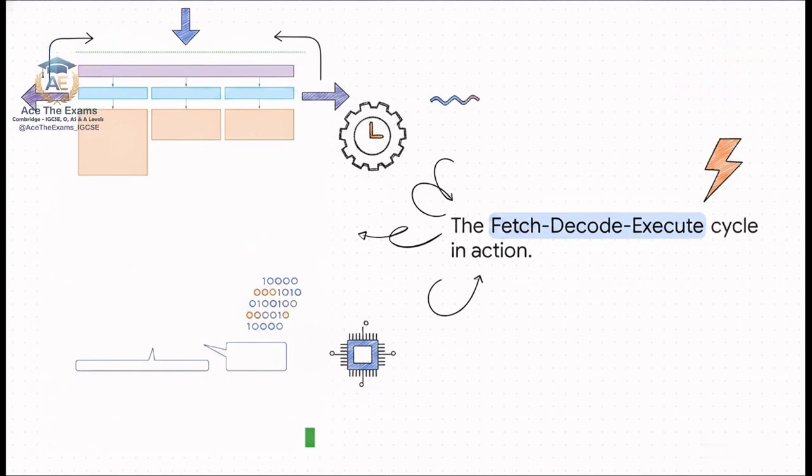It starts with the program counter, or PC, which holds the address of the very next instruction needed. That address travels along the address bus to the memory address register. The CPU then fetches the actual data from memory and drops it into the memory data register. From there, it's moved to the current instruction register so it can be worked on.